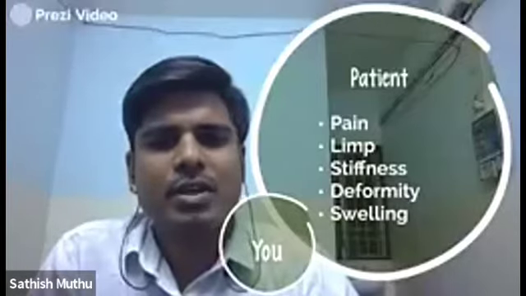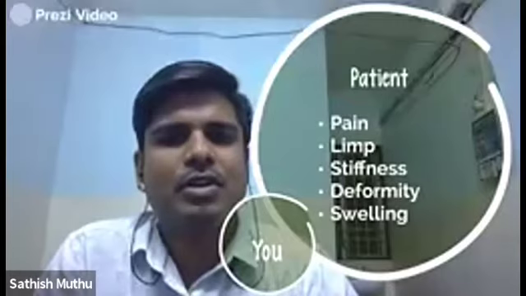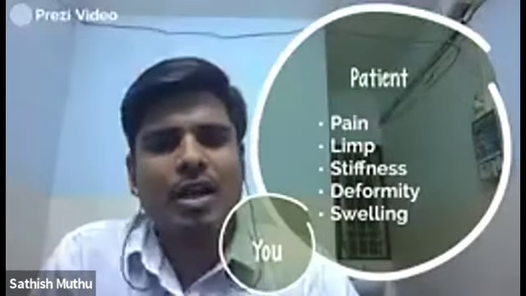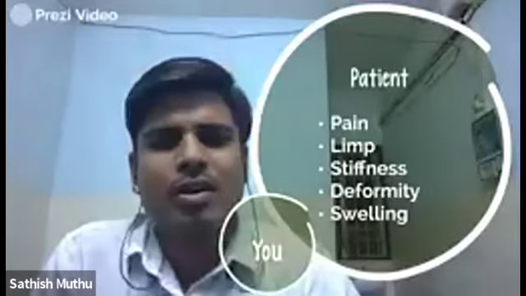Next is limb. If he has a malunited intertrochanter, definitely there will be a high riding trochanter and a short limb. So he will have a limp in his walking style. That may be a presenting complaint.